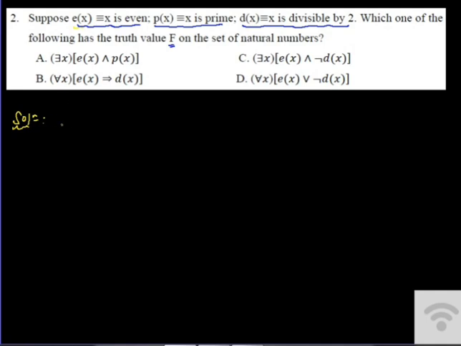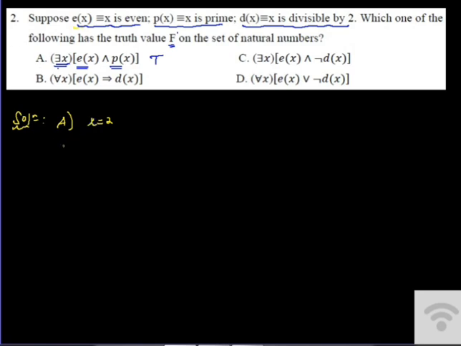So let's check for the A case. In A, there exists a natural number x which is even and prime. Yes, there exists. For example, you can take x equals 2. This is even, and at the same time, this is prime. Therefore, there exists. So this is a true statement. The choice in A is true, but we are searching for the false truth value.